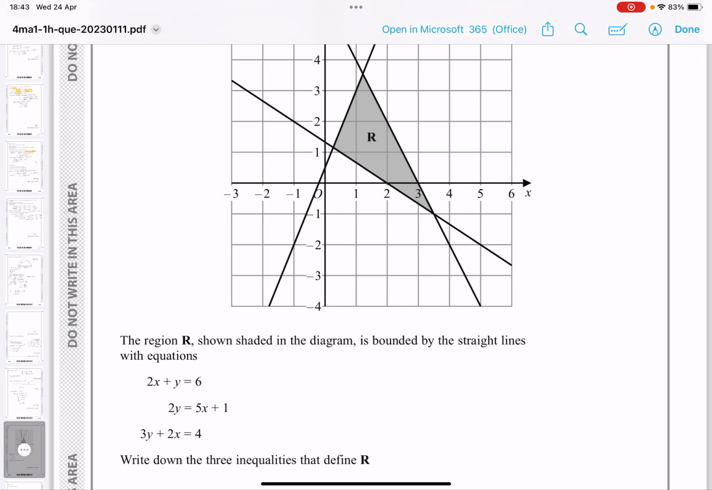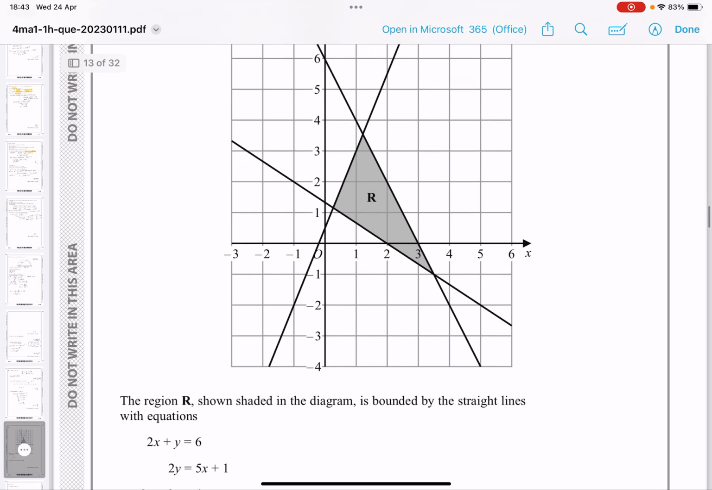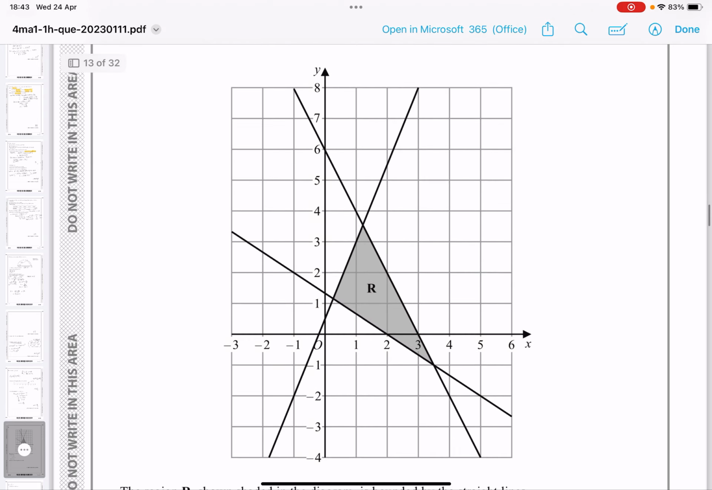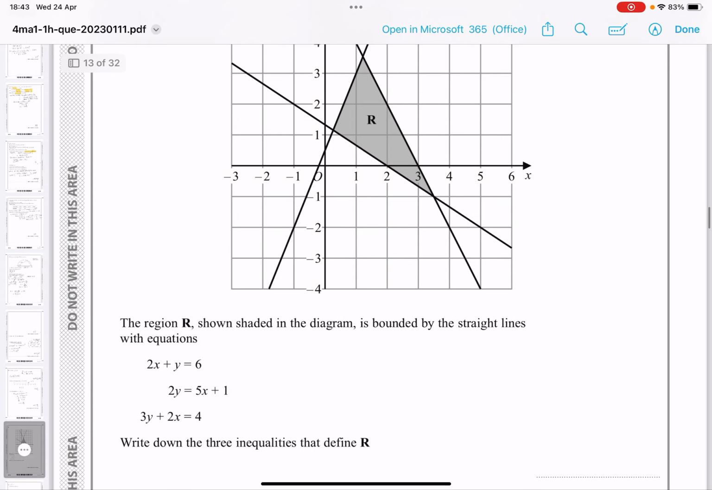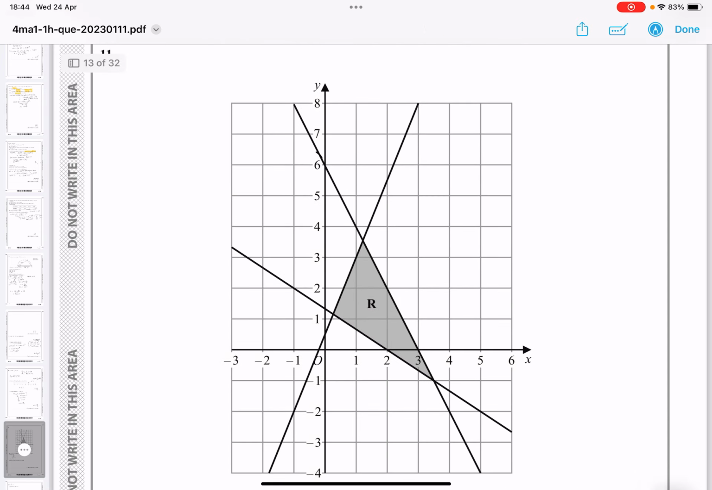Okay, so here we have 2x plus y equals 6. So whenever I do these, I do it by finding the y-intercept, okay? Because you can clearly see that these 3 lines have different y-intercepts, okay? So 2x plus y equals 6, so clearly that has a y-intercept of 6, okay? So what you're going to do is find which line has a y-intercept of 6, which is this line here. So that's going to be 2x plus y equals 6.